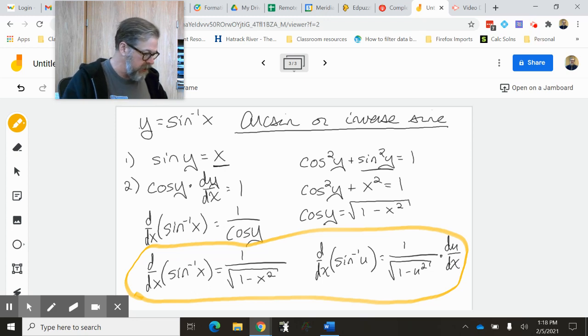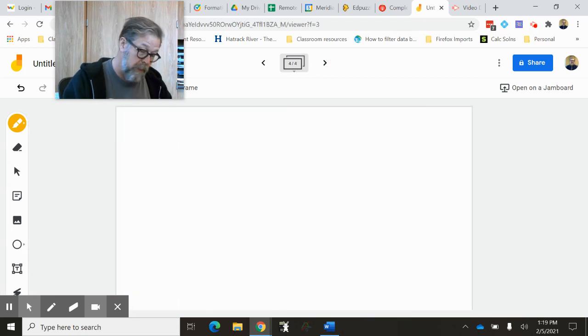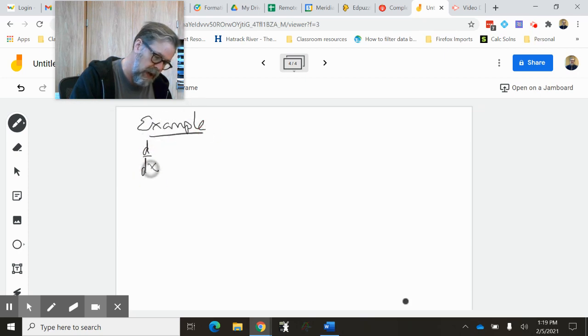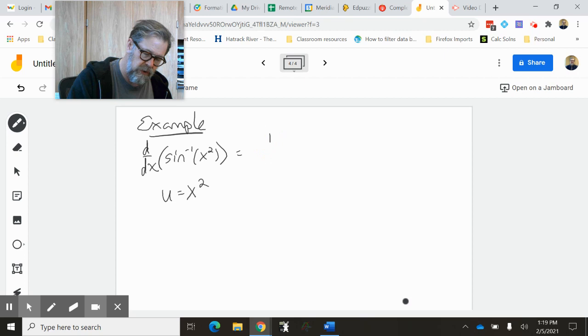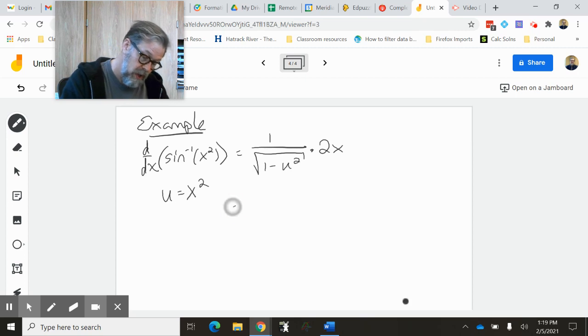So let's take a look at our example. Our example today is: find the derivative with respect to x of arc sine of x squared. Well, we'll let u equal x squared. So this is 1 over the square root of 1 minus u squared times the derivative of u. Be careful, this is where people mess up. I've got to plug that x squared back into this equation.